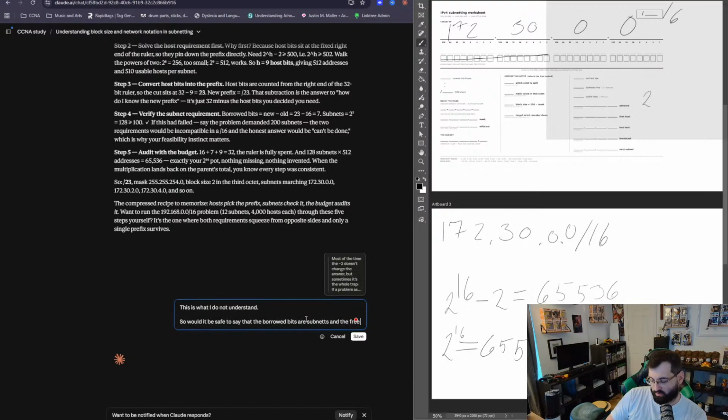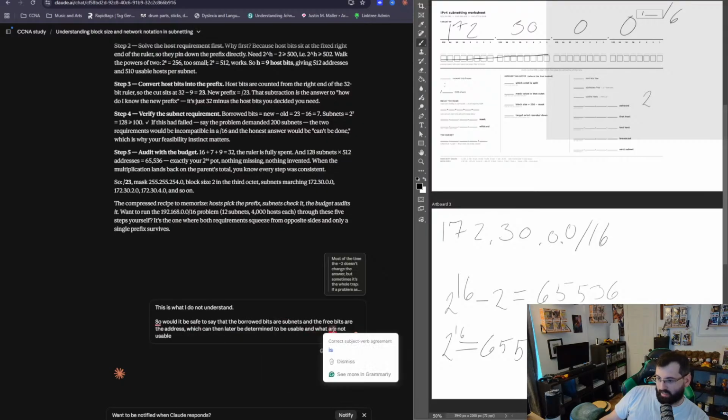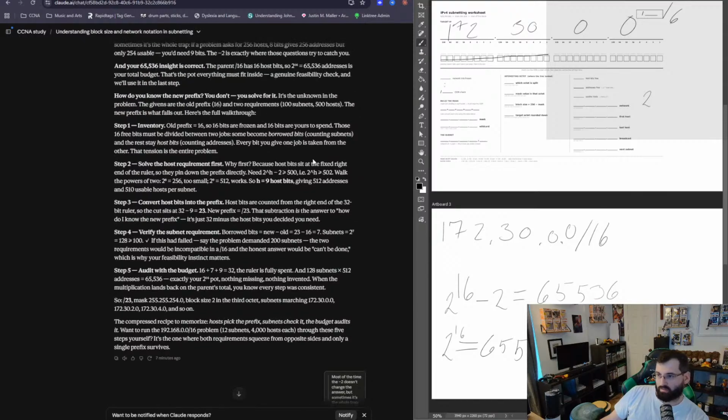And the free bits are the addresses, which can then be later determined as usable and not usable. I always want to add in an extra N or a T to subnets.